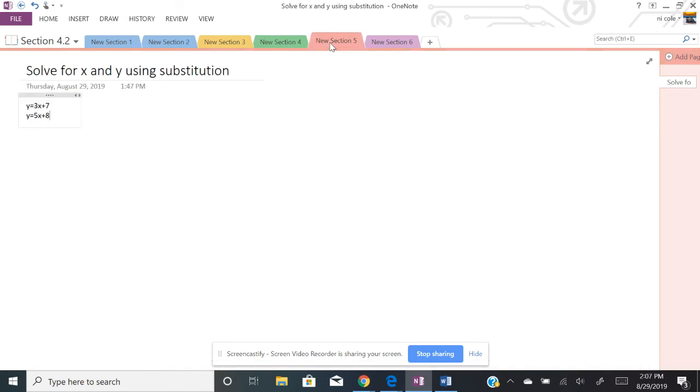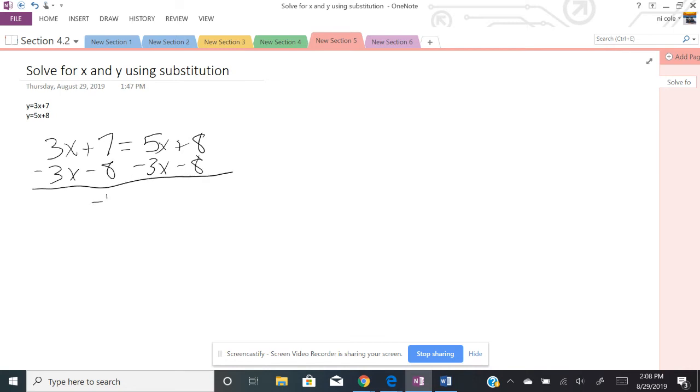All right, let's move on to this one. Look at that, that doesn't look so bad. These have both been solved for y. So you know what you do? You just literally take 3x plus 7 and set it equal to 5x plus 8. Get the x's on one side, the numbers on the other. So I'm going to subtract 3x and subtract 8. So I get negative 1 equals negative 2x. Divide by negative 2, divide by negative 2. Therefore, x equals 1/2.